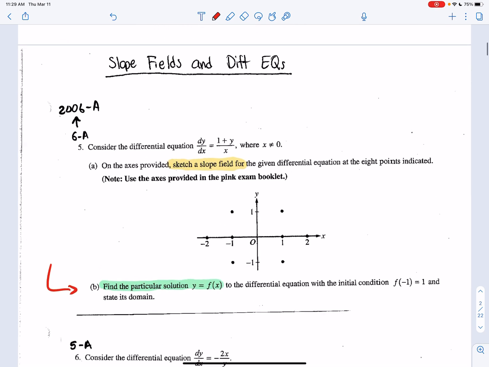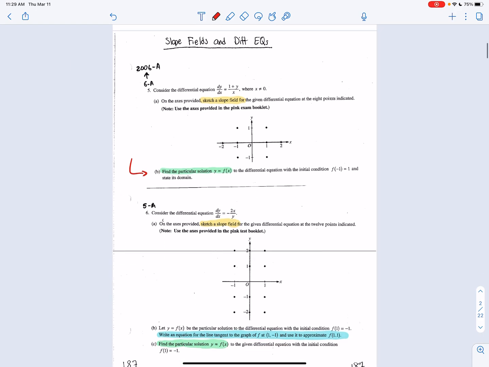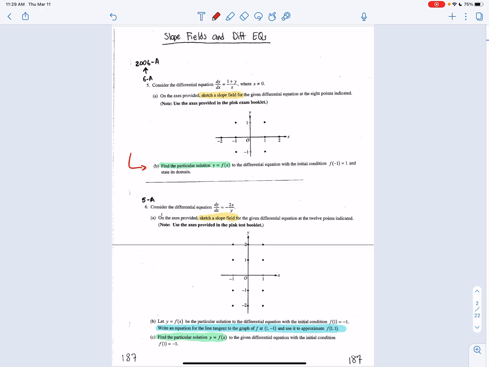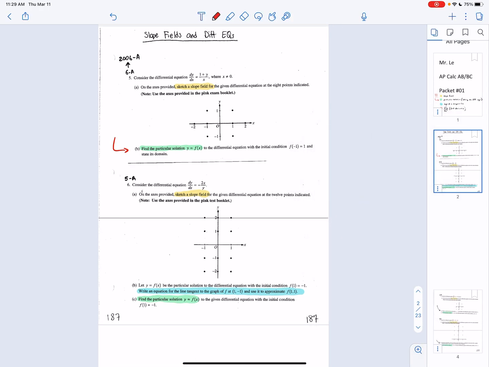You definitely want to do this part on a separate sheet because we don't have enough space here. So what I'm going to do is I'm going to wedge in a page.